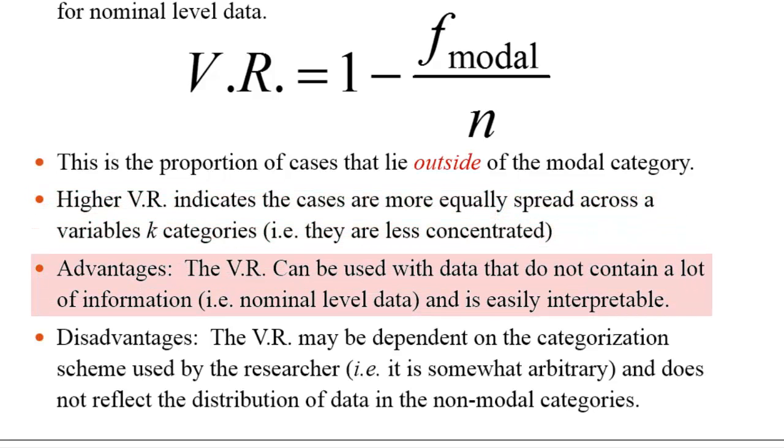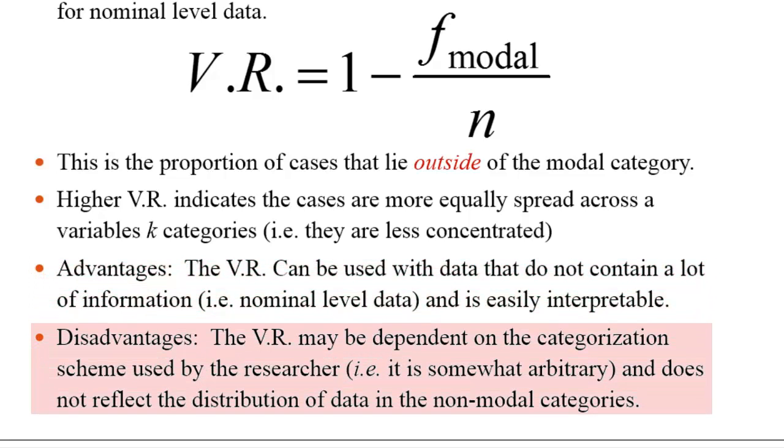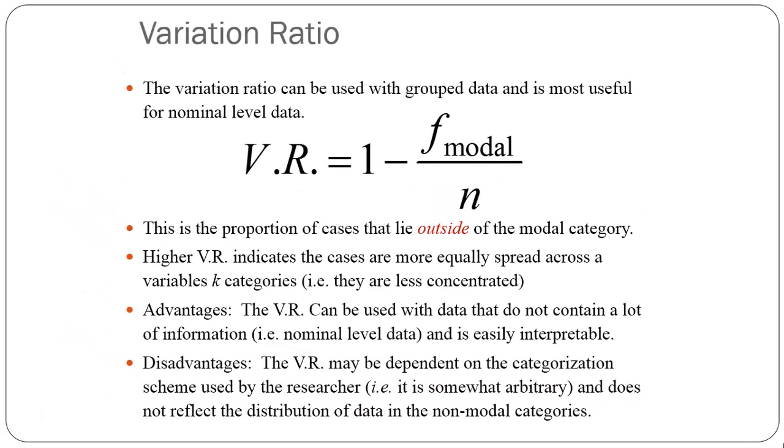The nice thing about the variation ratio is that you can use it with data that don't contain a lot of information, and by that I mean quantitative information, and it's pretty easy to interpret. The downside of this measure is that if you're a researcher who develops your own recoding schemes, some people might think that however you recode your variables is a bit arbitrary, and the fact is, if you're not careful, you might subtly change how your categories are defined to provide a particular kind of outcome, to put cases into different categories that could shift the variation ratio around. In that regard, this is not really an objective measure, but it could be seen as a subjective measure.